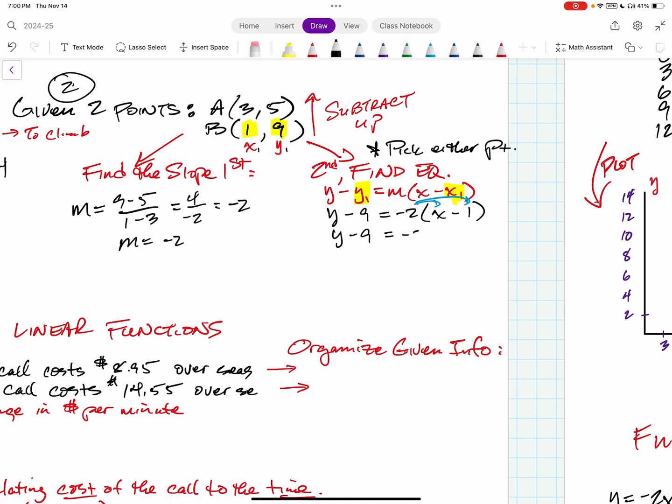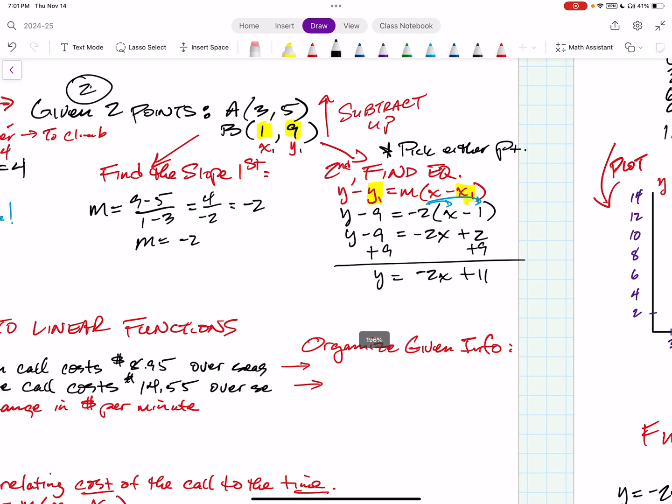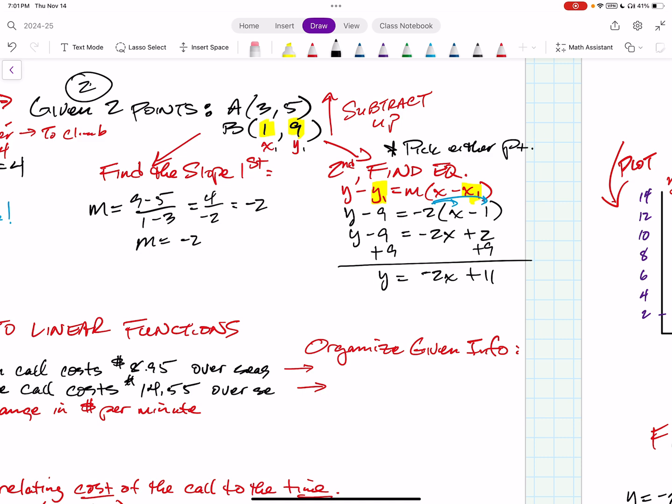Negative 2 times x is negative 2x. Negative 2 times negative 1 is a positive 2 because it's a double negative right there. Add the opposite, and you get y is equal to negative 2x plus 11. All right, so there we go.